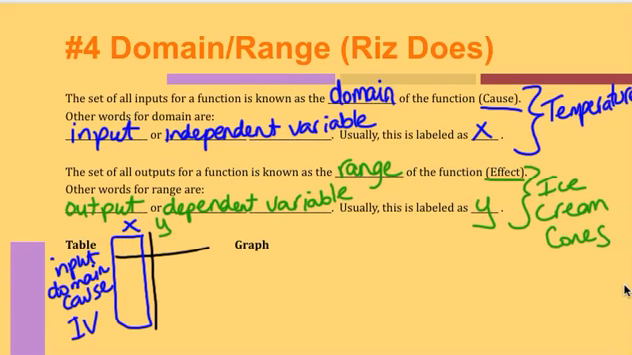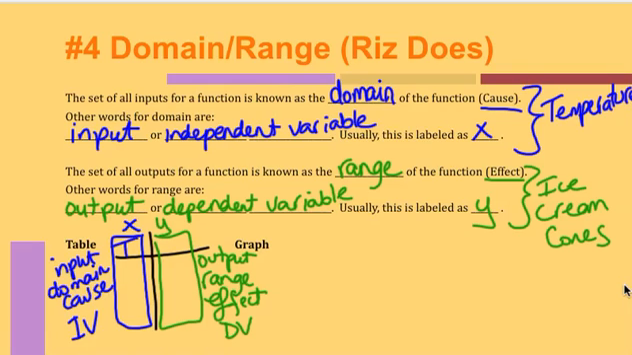Now, in the same way, if I'm looking at this side of the table, I know that that's going to relate to anything that relates to y, meaning the output, the range, the effect of a situation, or the dependent variable. So in this case, based on my temperature and ice cream cones example, I could put my temperature here, and I could put my ice cream cones right here. So now I labeled T for temperature and C for ice cream cones.